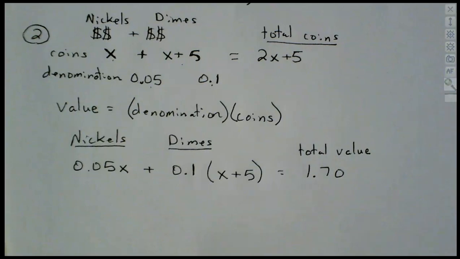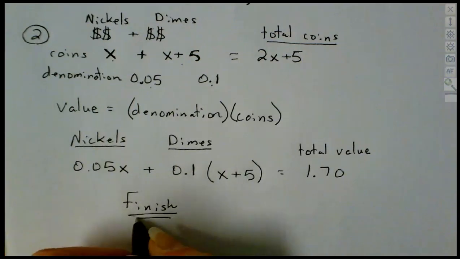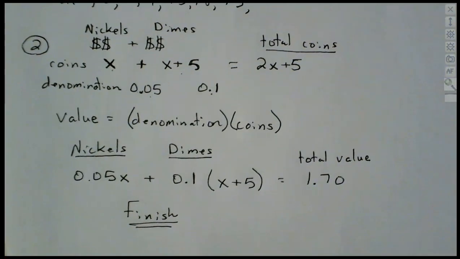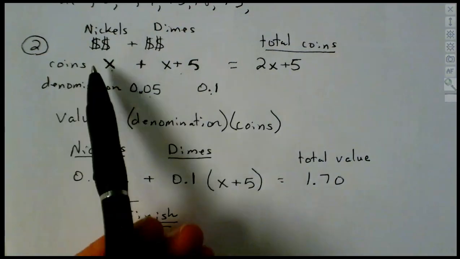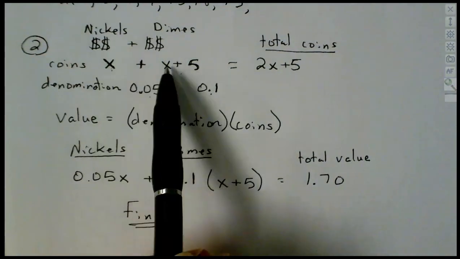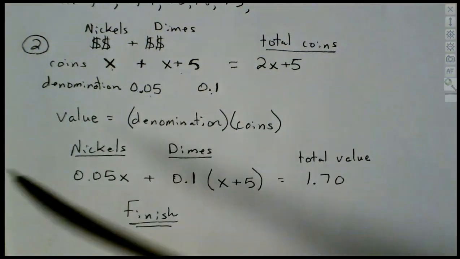I'm not going to finish it for you. You should be able to finish it yourself. But here is your equation. So is everyone okay with how I set it up? We've got coins, and we've got the denomination of the coins. So they're either nickels or they're dimes. Nickels are worth 5 cents. Dimes are worth 10 cents. We don't know how many nickels we have, but we do know there's 5 more dimes than nickels. And then we just add them across.